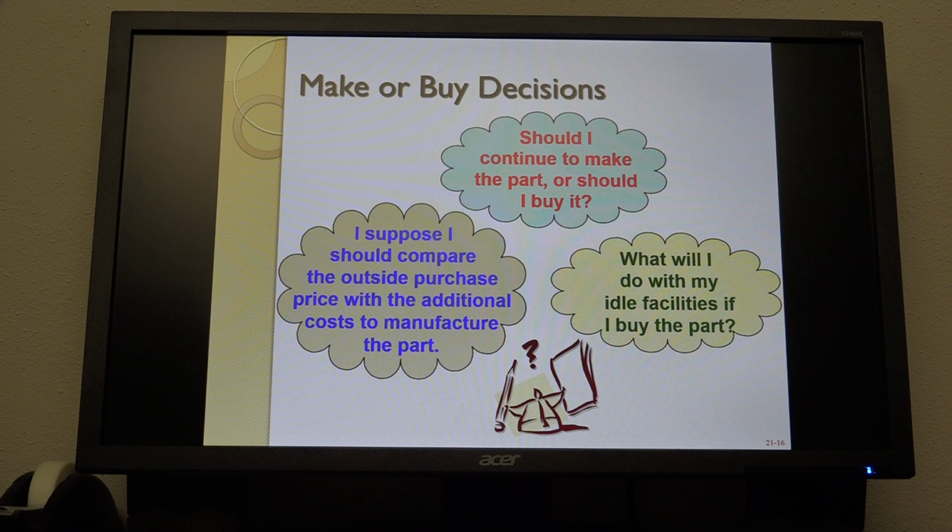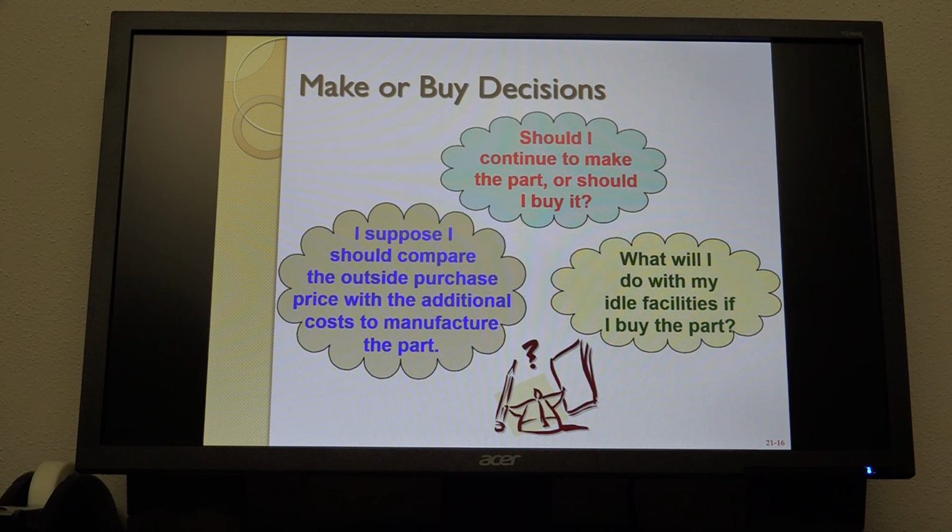Make or buy decisions. Should I make a certain component of a finished product, or should I simply buy it from someone who manufactures it? And so you have to compare the purchase price of buying it versus the additional cost to manufacture the part.